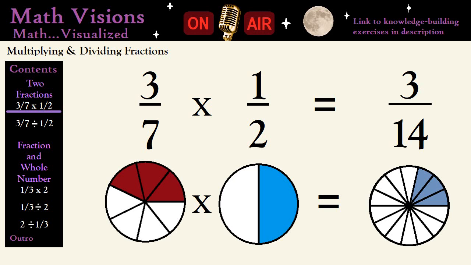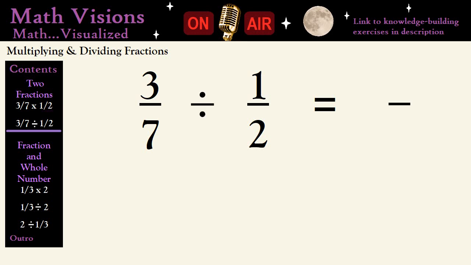Let's instead divide 3/7 by 1/2. In this case, we change the division symbol to multiplication. Next, we invert the second fraction and make it 2/1. Then we multiply the numerators by each other and the denominators by each other as normal.